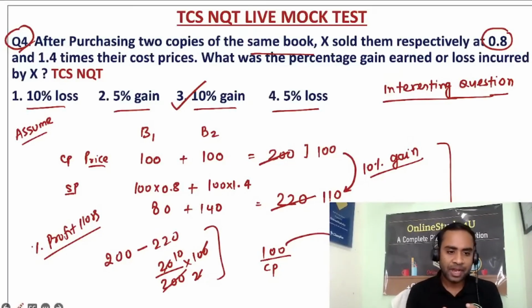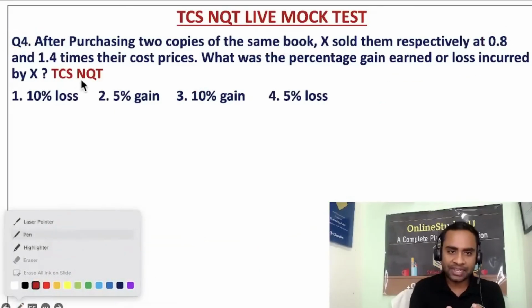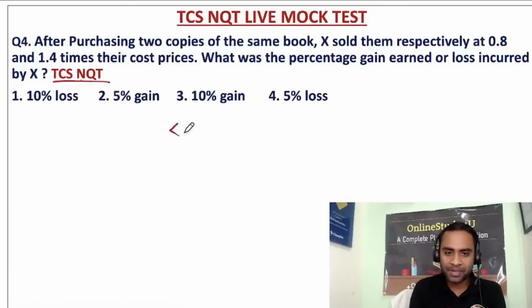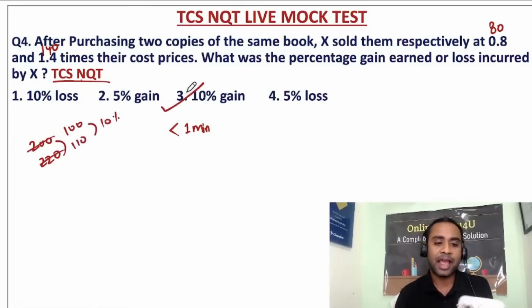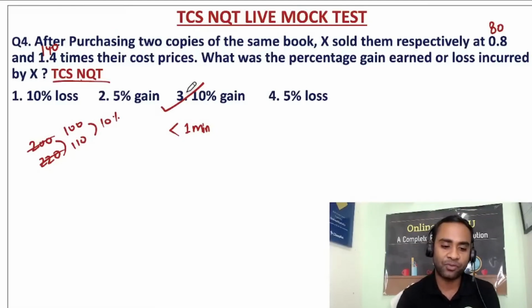Is it clear? Again, this question, which is a TCS NQT question, could have been easily solved within 1 minute. So 100 and 100, this will become 80 and this will become 140. I assumed 200 there, 220 here. So 100 and 110, a 10% gain. That means option 3 is the correct answer. Now tell me, is it clear for you or not?